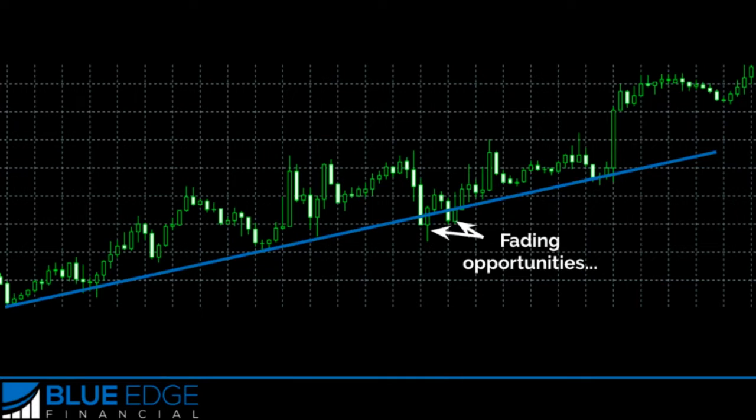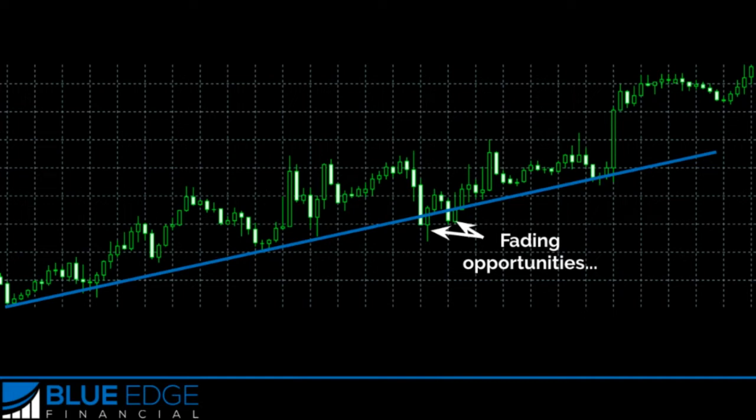When fading breakouts with trend lines, it is always important that there is a space between the trend line and the price. Like in the example here, having space between the trend line and the price allows the price to retrace back towards the trend line, perhaps even breaking it, and provide fading opportunities.